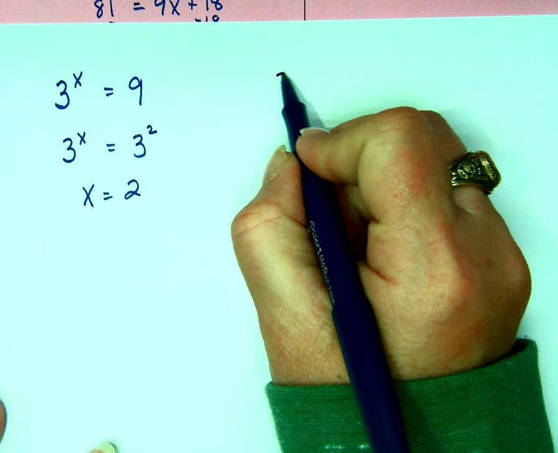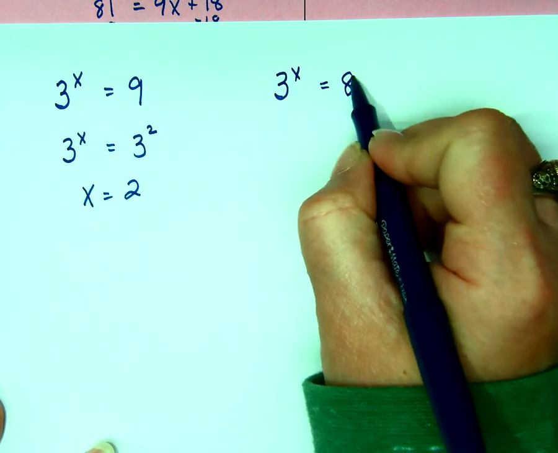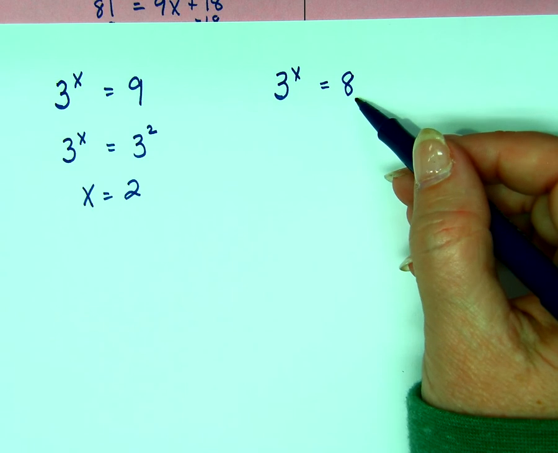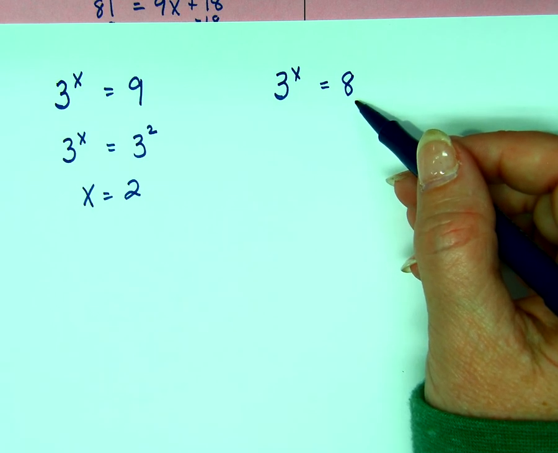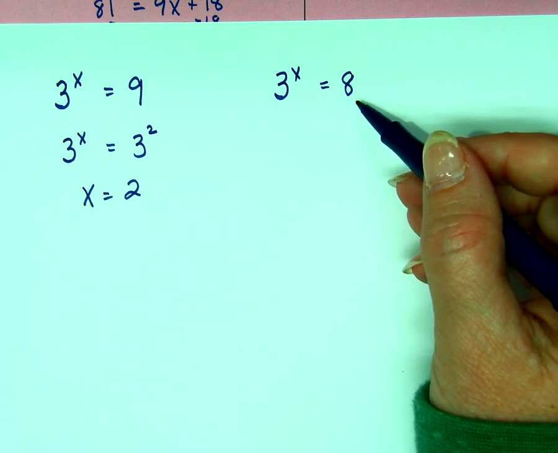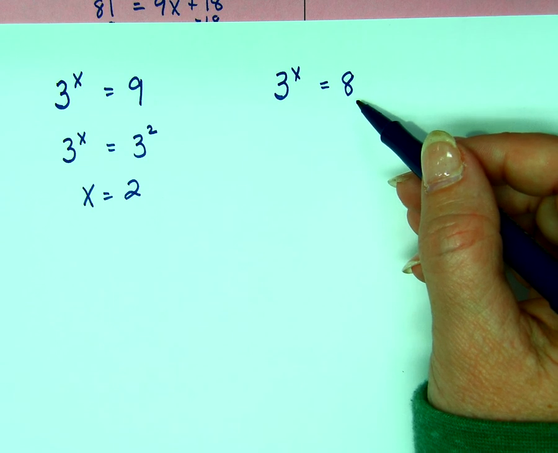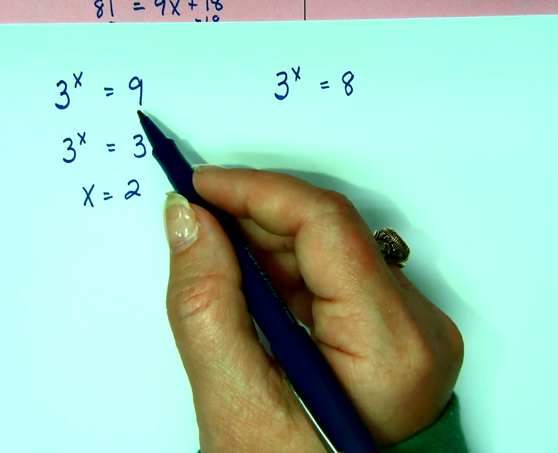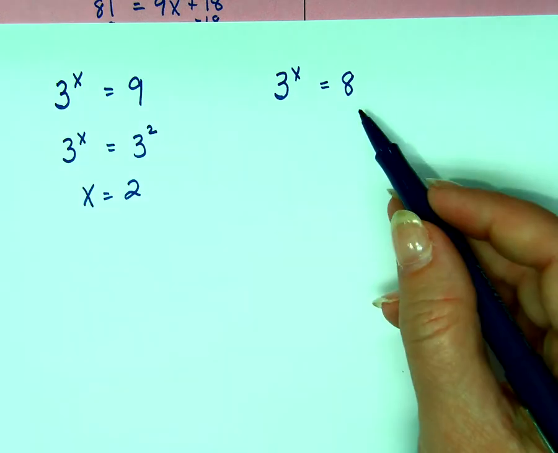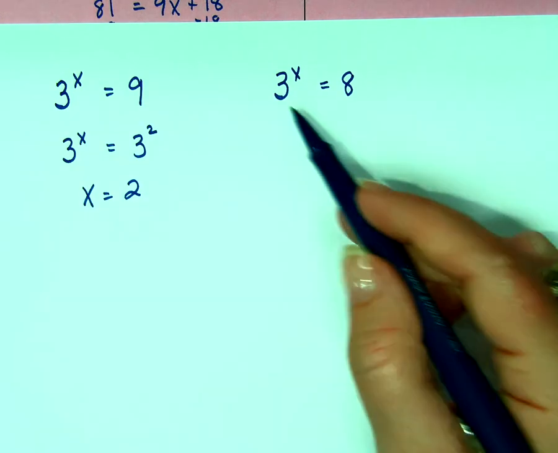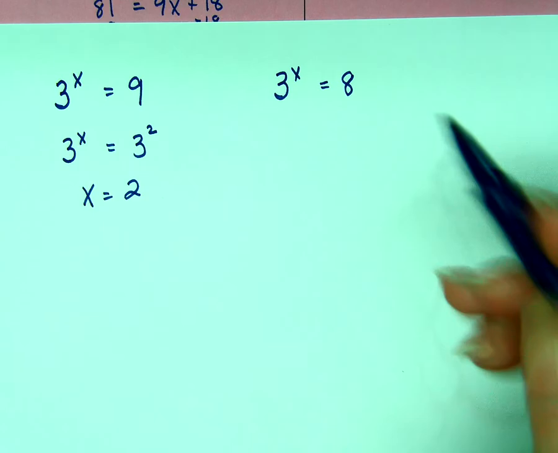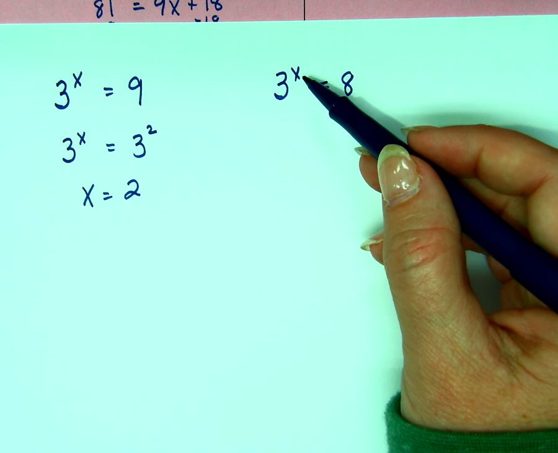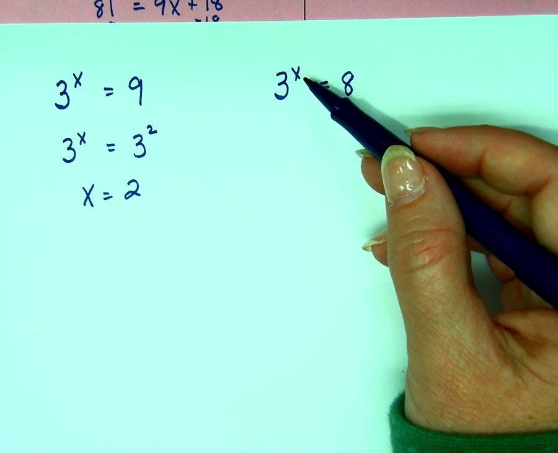Because what if we had a problem like this? 3 to the x power equals 8. Is there a way to rewrite this base for it to be a base of 3? I don't know what it is, right? We could do problems like this that we knew what the base was, that we could make a base of that number, but like this, we don't know. This is why we need logarithms. This is how we're going to use logarithms. We use logarithms to solve equations where the variable is in the exponent.